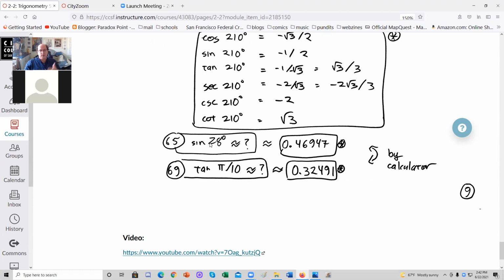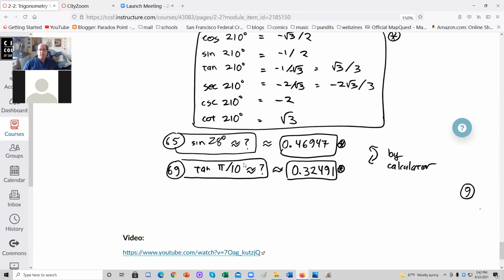Sine 28 degrees, you work it out. When you use your calculator, you have to make sure that you're in the correct mode, because if you push mode on the calculator, it'll say radians or degrees and you have to adjust it accordingly. So for sine 28 degrees, you adjust it to degree mode. Sine 28 and get 0.46947.